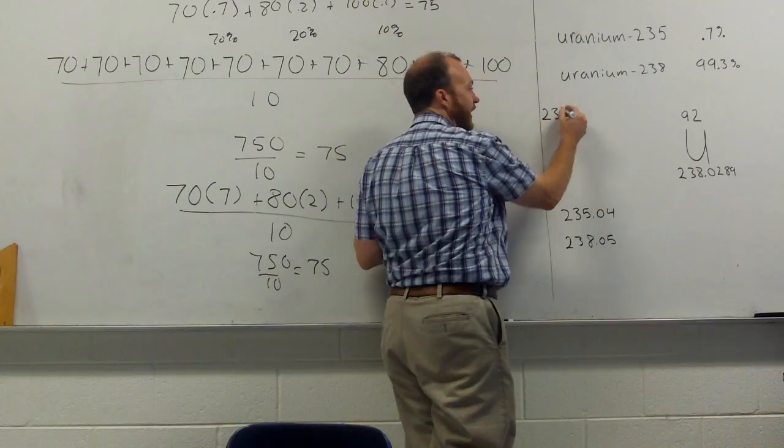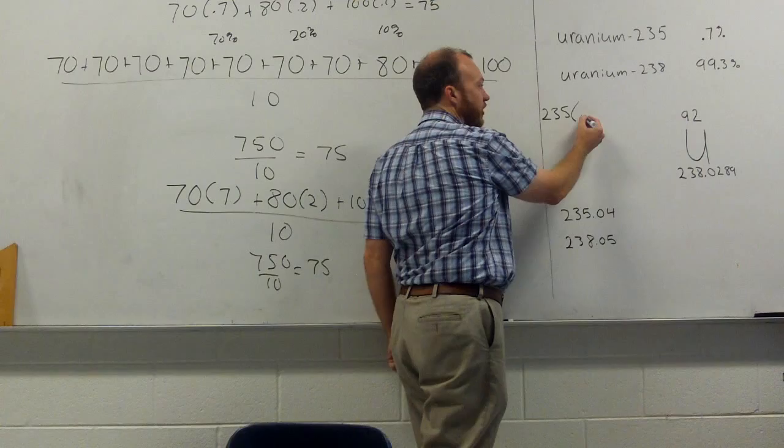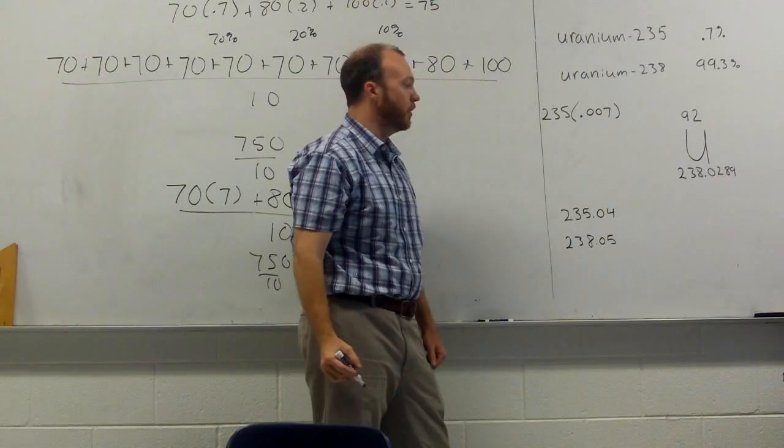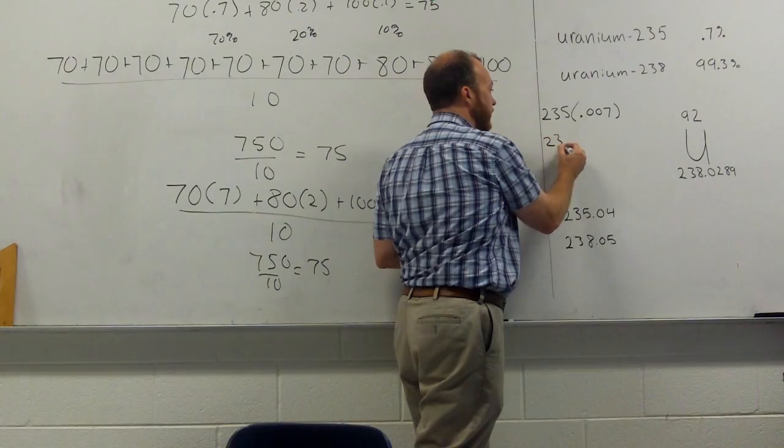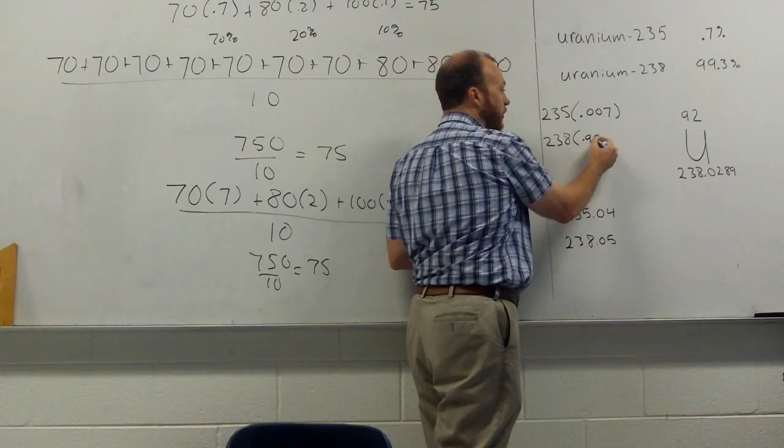0.7% is uranium-235, so we're going to change that to a decimal by dividing by 100. So we're going to multiply that by 0.007. Uranium-238 has 238 protons and neutrons. We're going to multiply that by 99.3% as a decimal, 0.993, and then we're going to add those up.